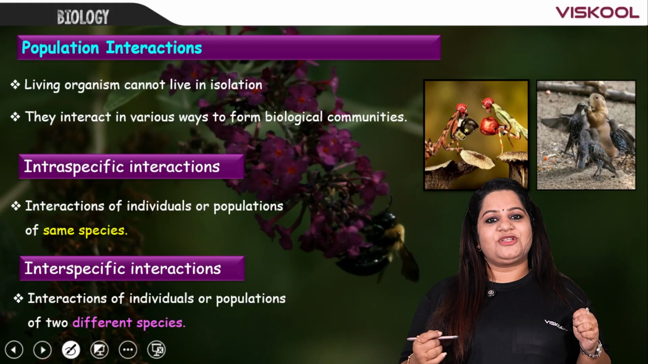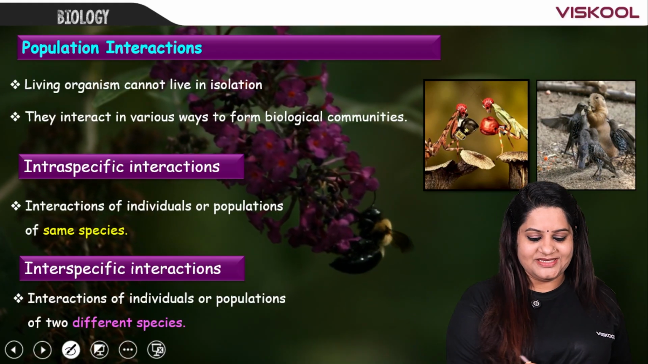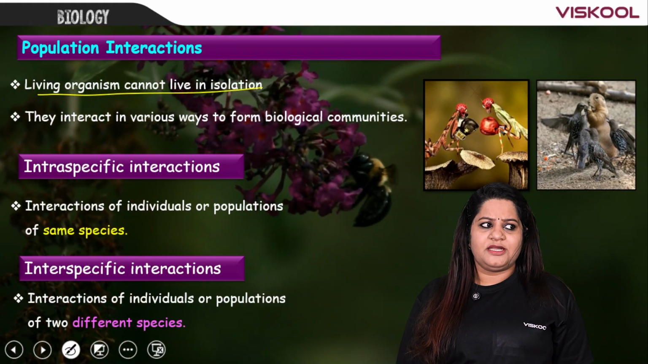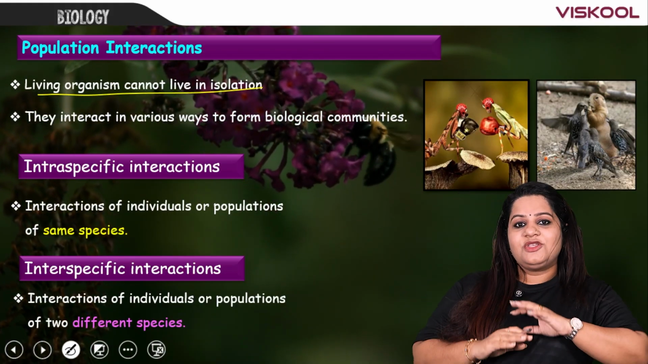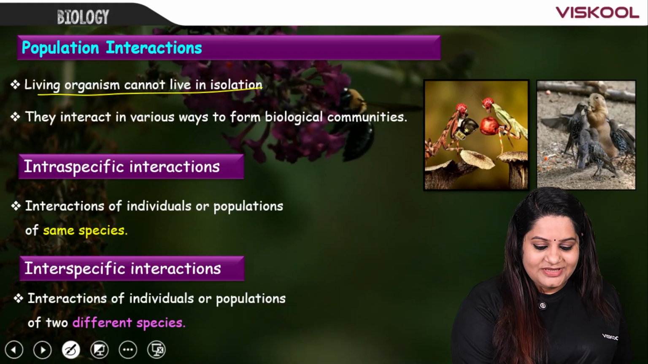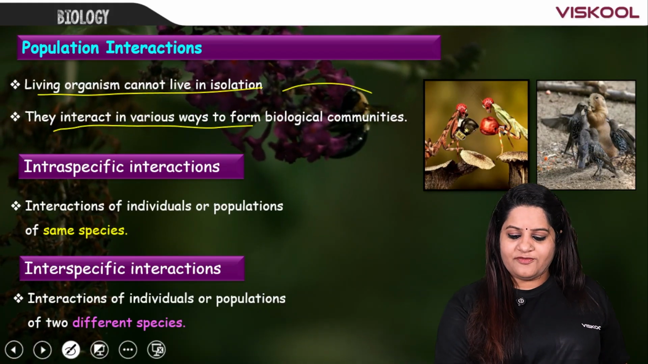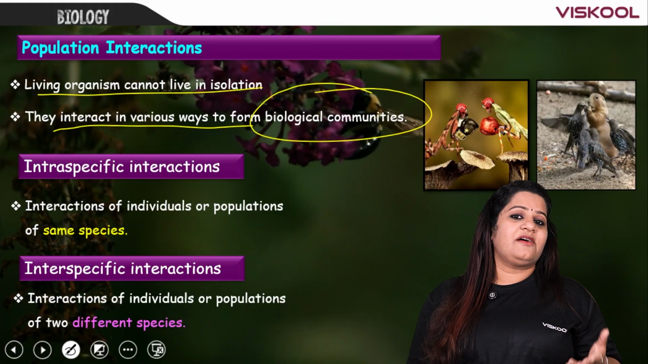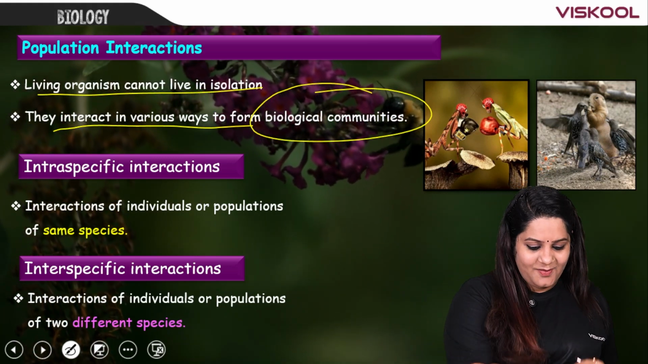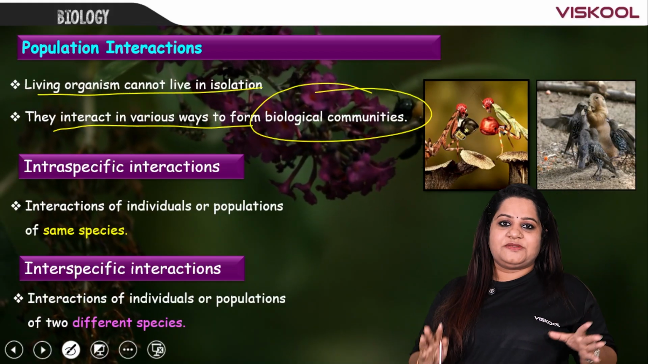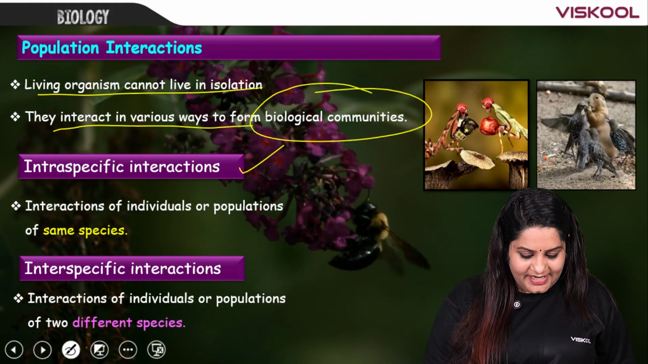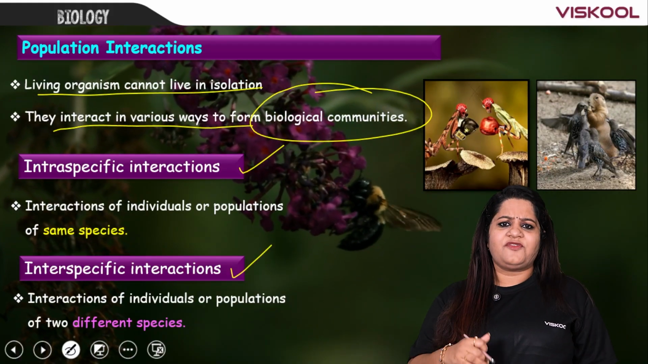So, my dear children, population interactions. Living organisms cannot live in isolation. They cannot live separately, saying no, I will not interact with him. If you are a living being, you cannot. They will interact in many ways in biological communities, for their survival. These interactions can be of two types: intraspecific interactions and interspecific interactions.